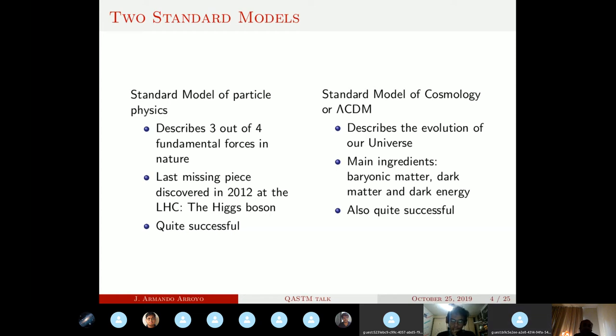You said the last missing piece was the Higgs boson. After the LHC, after the 2012 Higgs boson discovery, has nothing more happened? Not very relevant. I think at the LHCb, people have observed certain anomalies.